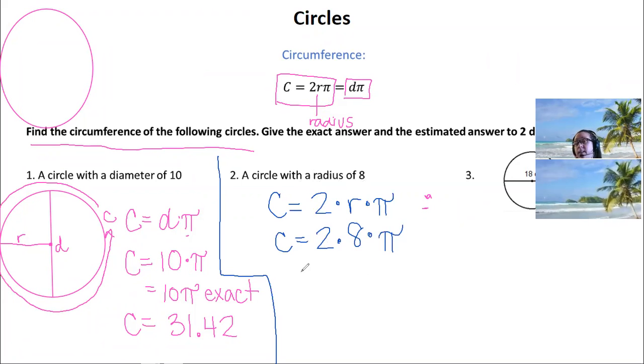And then now I need to give my exact answer. How much pi would I have here for my exact answer? What do you guys think? What would I just leave it at?